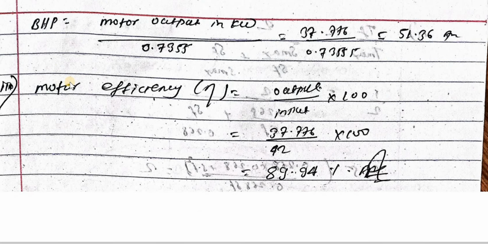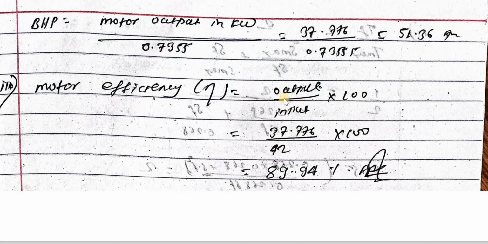And efficiency, motor efficiency is output upon input into 100%. Put the value of output and input, then we can get the efficiency of motor, and the efficiency of motor is 89.94%.